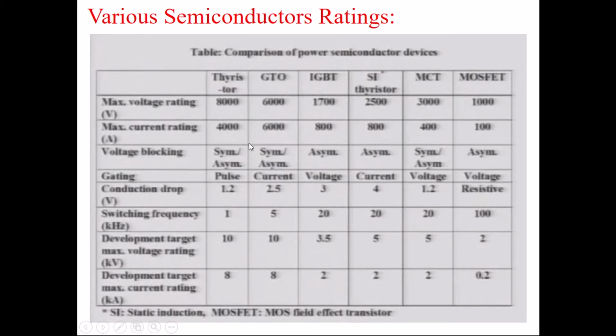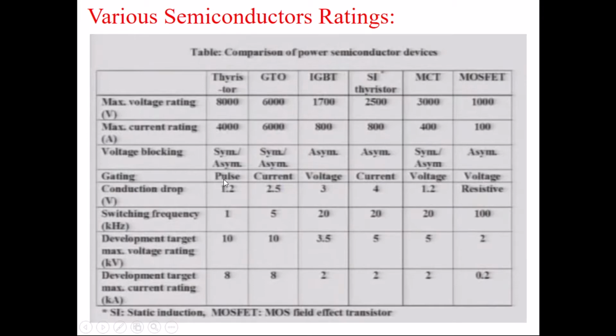In the same way, the maximum current rating of the thyristor is 4 kiloampere. GTO has 6 kiloampere, IGBT 800 ampere, SI thyristor 800 ampere, MCT 400 ampere and MOSFET 100 ampere. Then the voltage blocking capability of the thyristor is symmetrical, which means it can block voltage in the forward direction as well as the reverse direction. The same is true for GTO, but the IGBT is asymmetrical. The SI thyristor and MCT can block symmetrically as well as asymmetrically, and the MOSFET is asymmetrical.